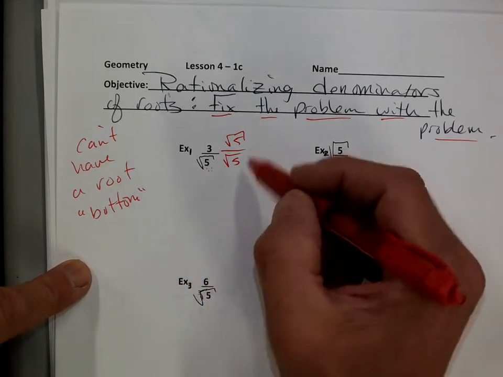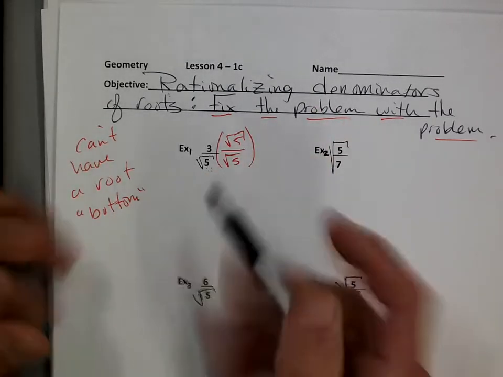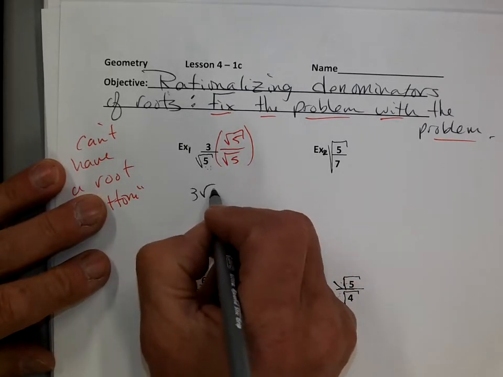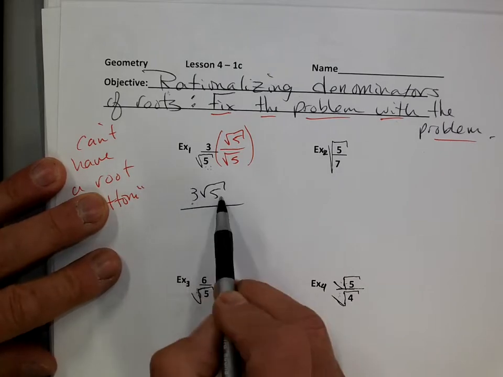So how do you fix it? Multiply top and bottom by the problem. You have to do both. So what happens is you get 3 square roots of 5 on the top in the numerator, whole number, irrational number, so you can't multiply.